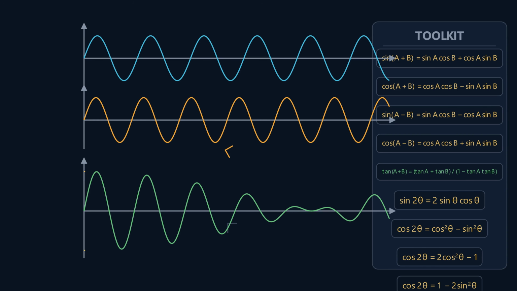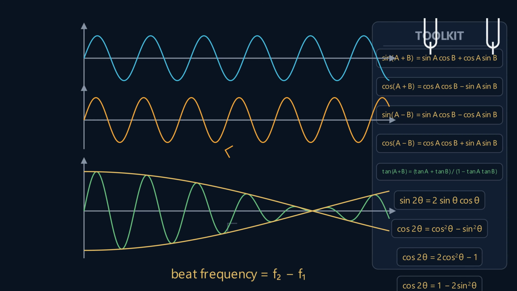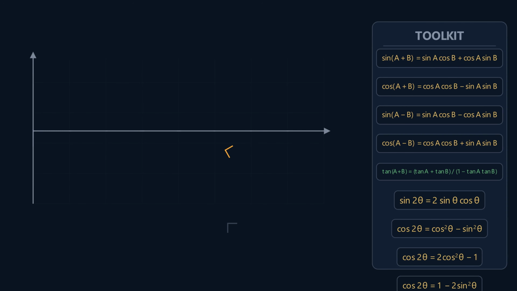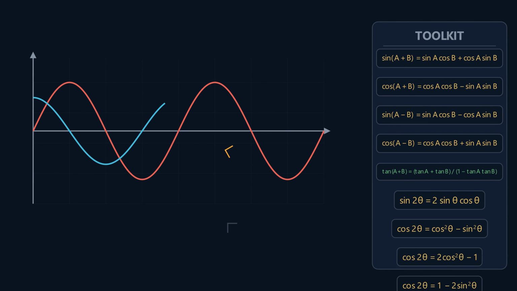2 nearby frequencies added together equal 1 average tone, multiplied by a slow envelope. Musicians call it beating, and they use it to tune. Here is the last identity, and it is the doorway to everything modern.